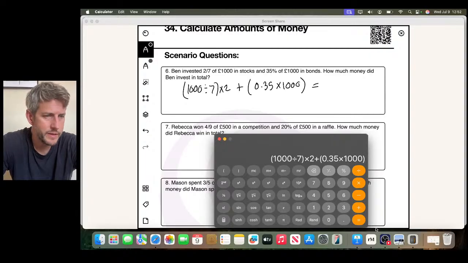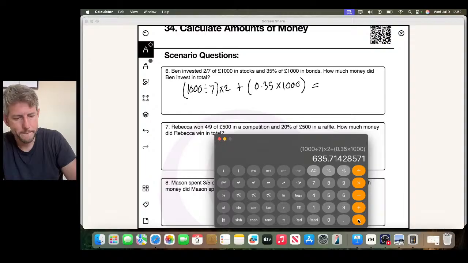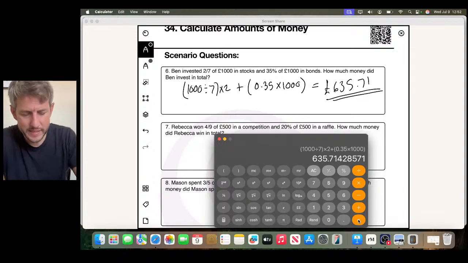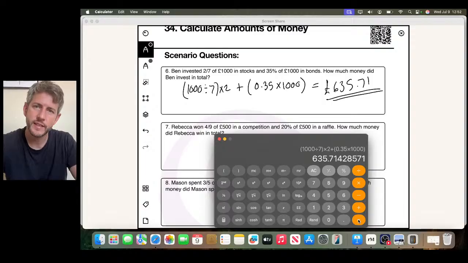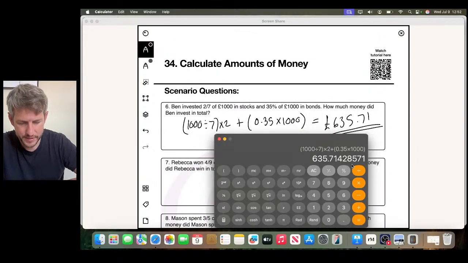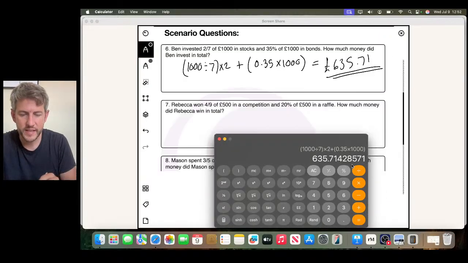Okay, so here we go. And that will be £635.71. Okay. Maybe I need a note here. I don't, because it's pounds and pence, I don't think I need to give the round to 2 decimal places. Had I been rounding in the past? No, I haven't. No, there's been no need. Okay, right. Let's try this next one.